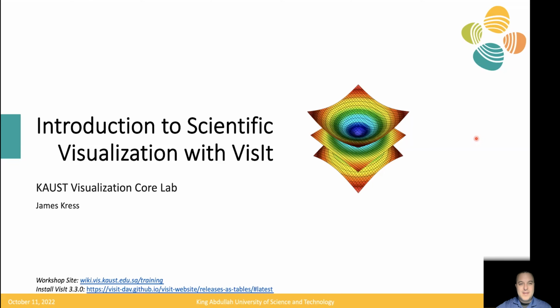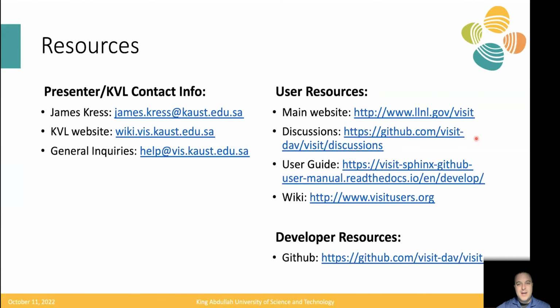So to start off with, I'm going to list a few different resources that we have available for our users here at KAUST. If you need to contact me about HPC visualization or scientific visualization, you can use my email there. You can check us out on our KVL website, or you can send us general inquiries for help with other things that the Visualization Lab can take care of at help@vis.kaust.edu.sa. And there are a number of different user resources for exploring different features and asking questions about VisIt. You can check out the VisIt website, the discussion forum, their user guide, and their wiki.